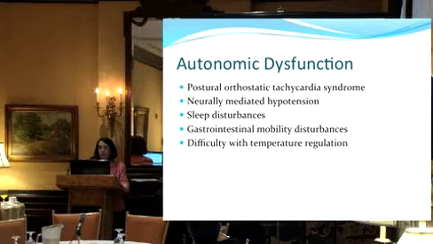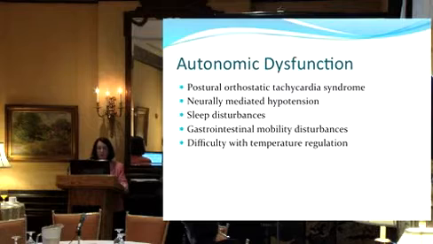Dr. Posinki will be discussing autonomic dysfunction, including the postural orthostatic tachycardia syndrome and neurally mediated hypotension. Sleep disturbances are very common in these patients, as are gastrointestinal motility disturbances and difficulty with temperature regulation.